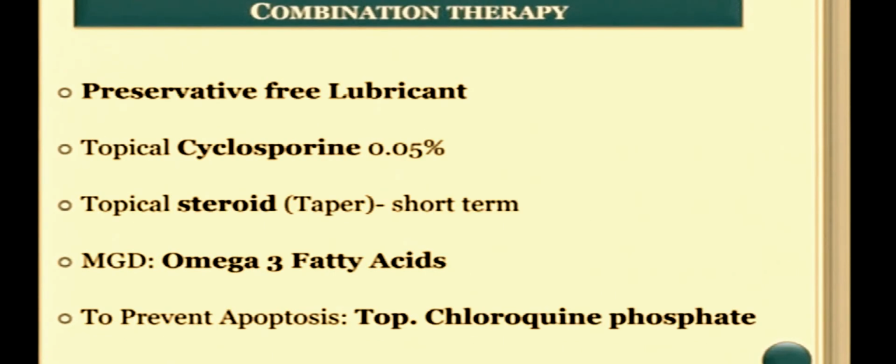So, I would just like to conclude both my talks by saying that ocular surface disorder is multifactorial. So we need a multi-pronged approach to handle this ocular surface. Preservative-free lubricants with those compatible solutes and good hydration polymers are essential. To reduce inflammation, we have topical cyclosporins, steroids, and omega-3 fatty acids. We need to take care of lid hygiene by expressing the secretions of the Meibomian ducts. And of course, to prevent apoptosis, topical chloroquine phosphate is now coming up with good results.